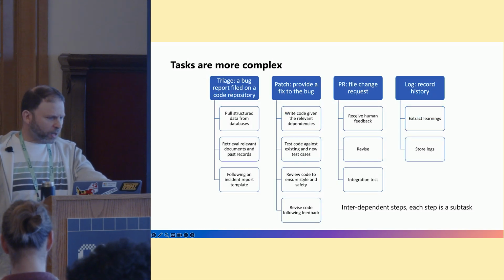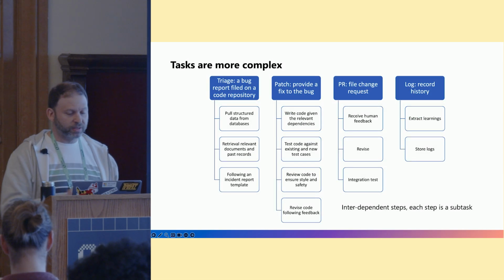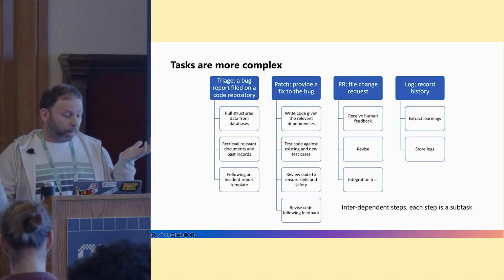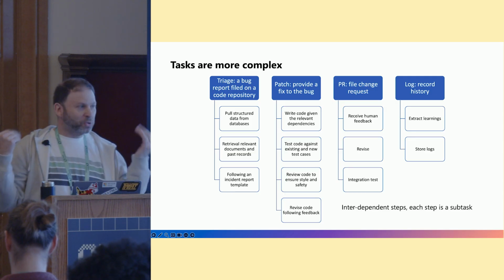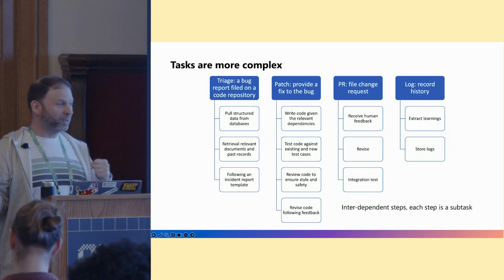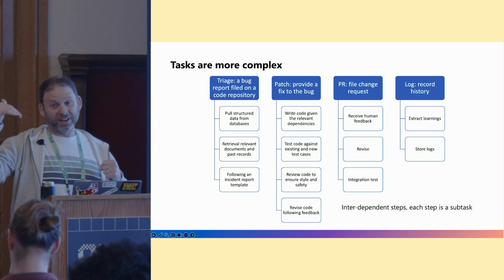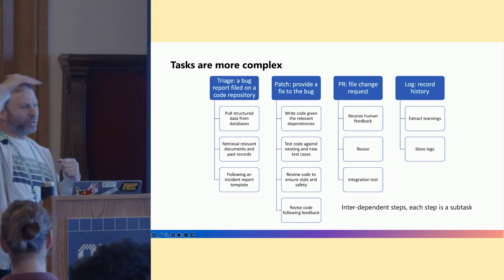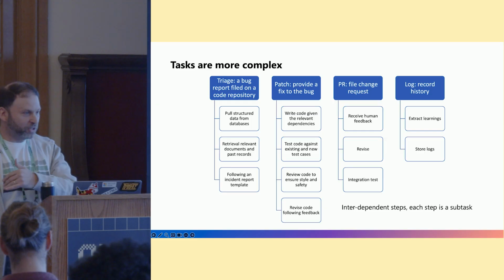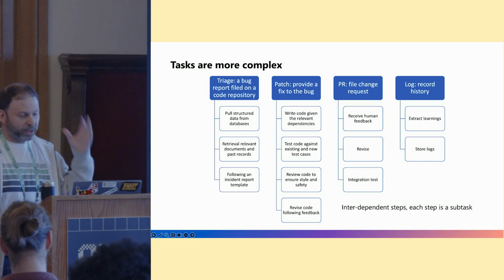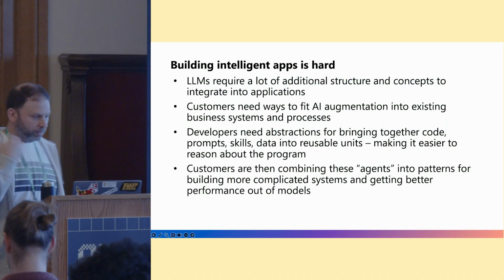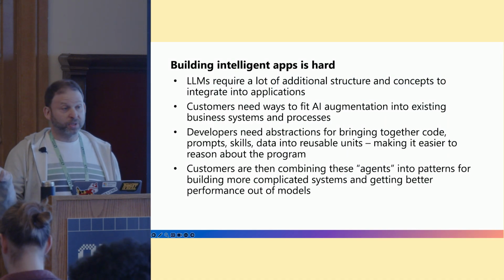So again, here are some examples of things that are perhaps a little bit more complex. Triage a bug filed in a code repository. When you ask someone to do this kind of task, we orchestrate in our head what are the tasks that we need to do, assuming you're organized or don't have ADD. You do step one, step two, you take what you do in step one and use it as input for step two. It can be manual, it could be automated, but again, there's a lot here. So the punchline is that building intelligent apps is hard.